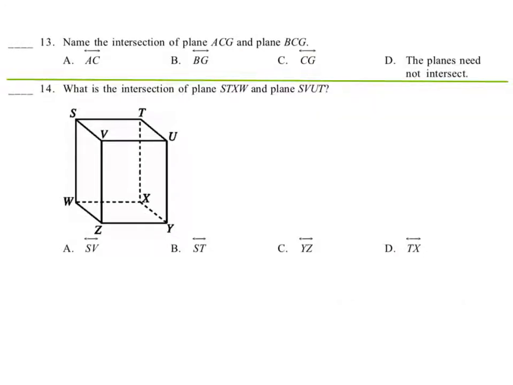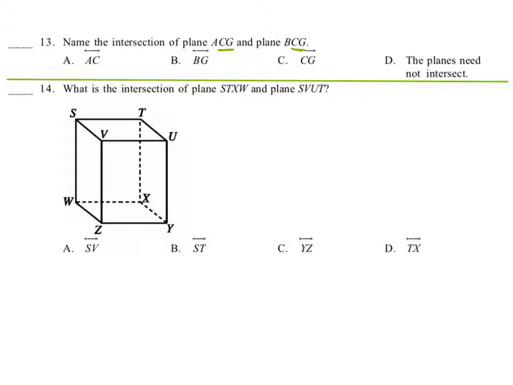Now for this one, this is interesting because it says name the intersection of these two planes. Well, notice this. Remember, planes, if they intersect at all, because they could be parallel, and you can see, well, that's why it says D, the planes need not intersect, but they do need to intersect. Why do they need to intersect? Because, take a look, we've got C and G as 2 points on that plane and C and G as 2 points on that plane. So it's impossible to contain the same points if they don't intersect.